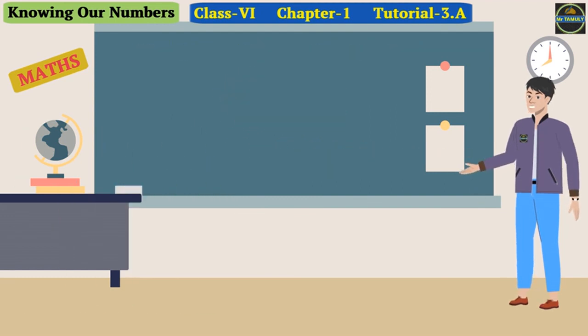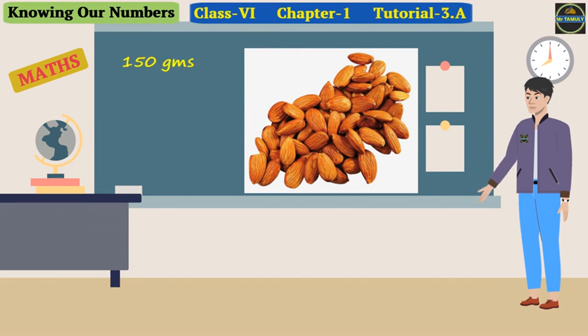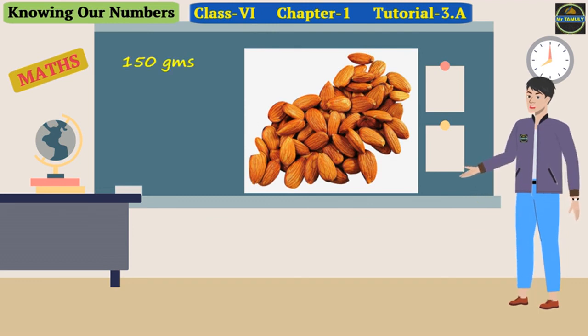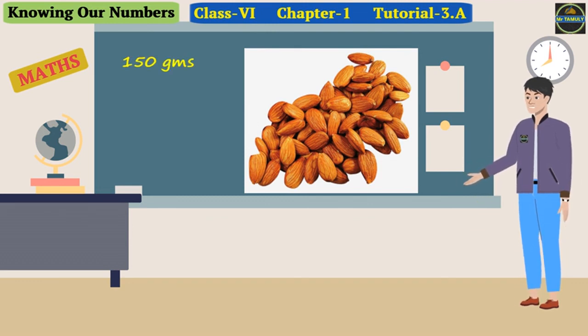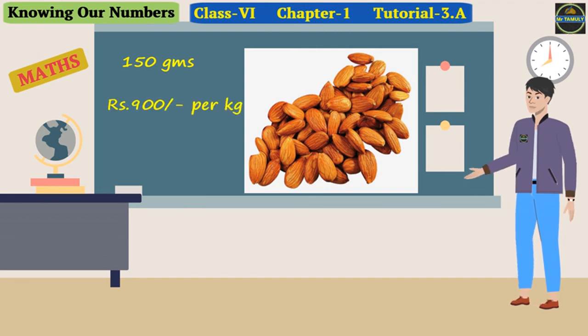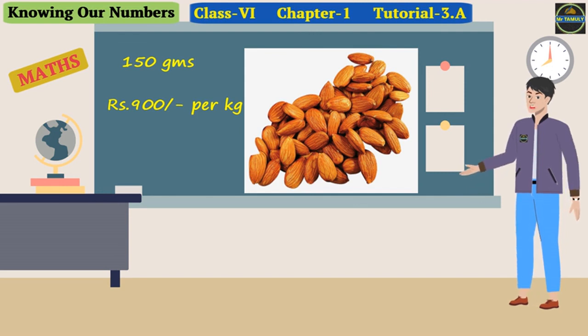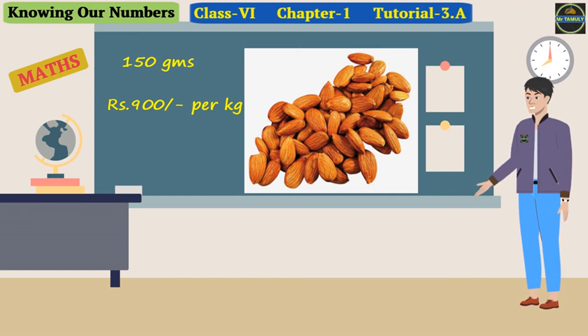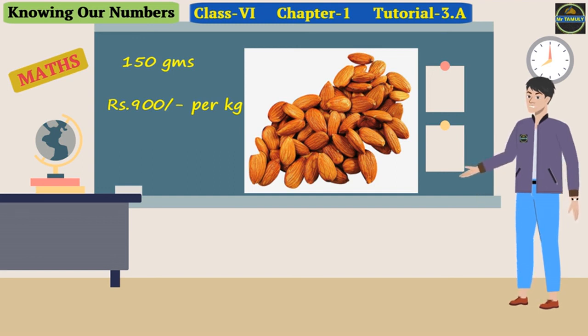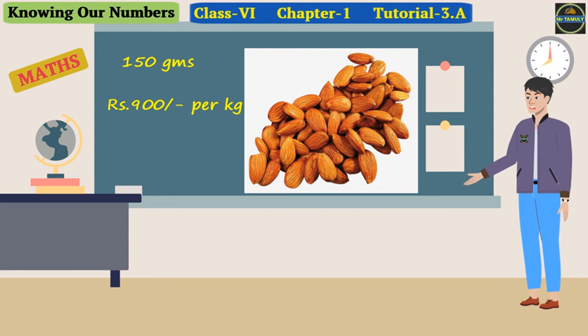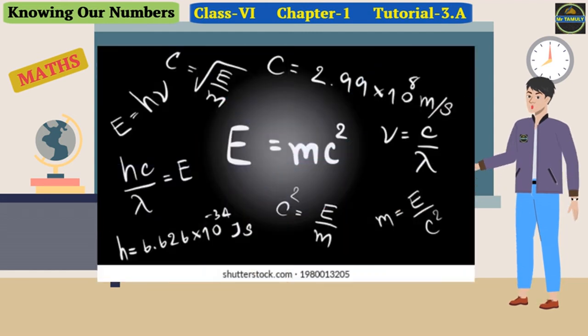If you go to the grocery shop in your neighborhood to buy, say 150 grams of almond badam, and the shopkeeper tells you that almond badam costs rupees 900 per kilogram, you need to know arithmetic calculations to find out the cost of 150 grams of almond. This is one of the most basic real-life applications of numbers and mathematics. And at the highest level, the application of mathematics is to solve scientific computations to create new technologies.